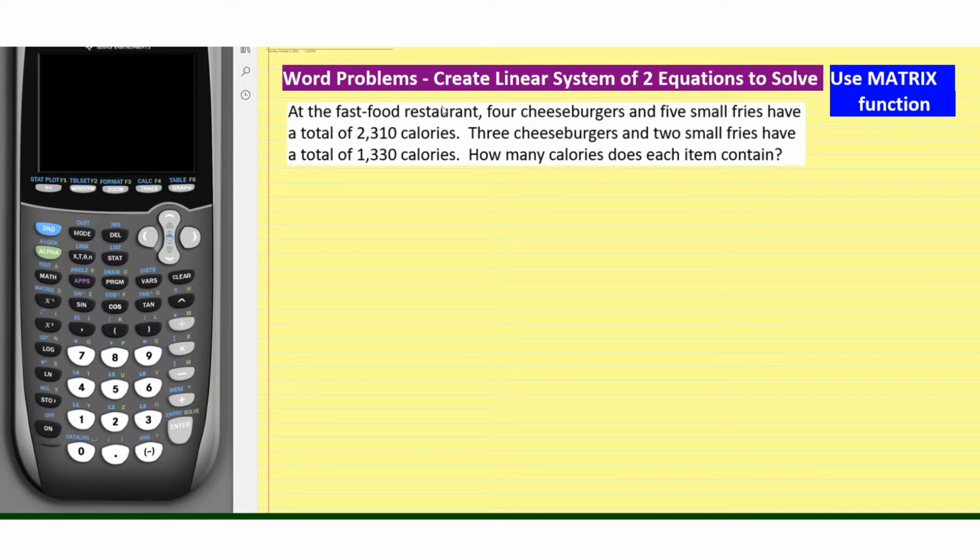Our problem says at a fast food restaurant, we have one order, 4 cheeseburgers and 5 small fries, and that total calorie count is 2310. And then we have a second order, and we have 3 cheeseburgers and 2 small fries, and that order has a total calorie count of 1330.